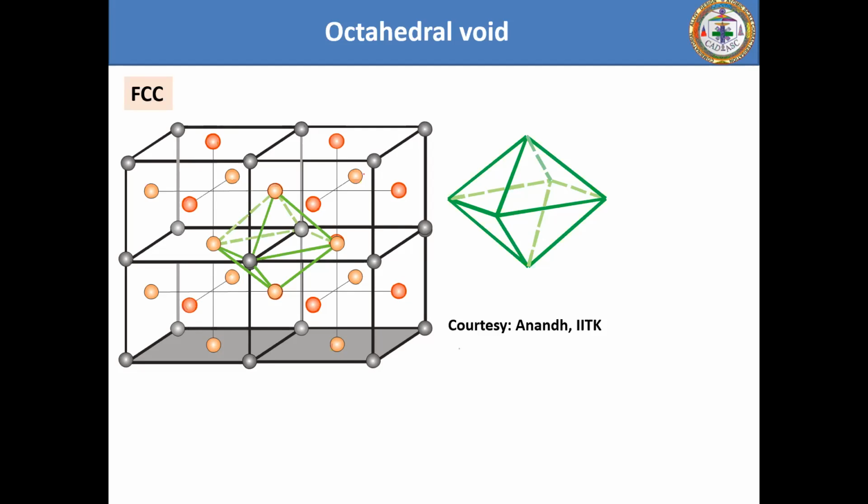First, look at this left unit cell. This is an FCC unit cell, isn't it? Here there are atoms at the face centers, and you have atoms at the corners also. Gray atoms at the corners, orange atoms at the face centers, isn't it?